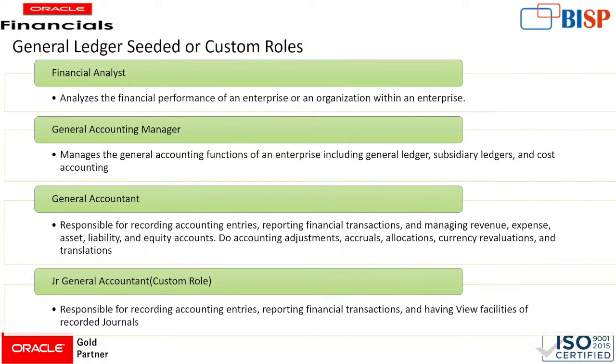Now going to the general accounting manager. It manages the general accounting functions of the enterprise, including the general ledger, subsidiary ledger, and cost accounting, right? This is the role I've provided to a different user. As we go further in the slides, we will understand that better. And there is the financial analyst, who analyzes the financial performance of an organization within an enterprise, right? So, moving to the next slide.